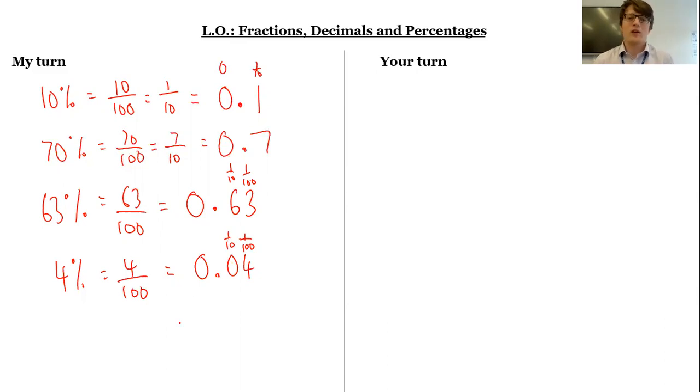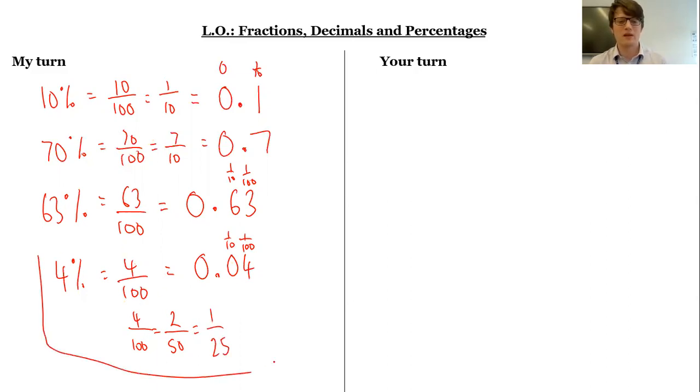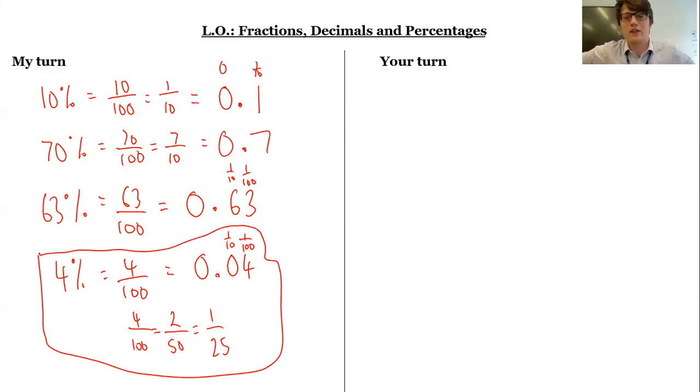I could also simplify fractions further. So for instance, 4 hundredths, well, I can see they're both in the 2 times tables. So I could have divided top and bottom by 2, which gives me 2 fiftieths, still in the 2 times table, divide by 2 again, gives me 1 25th. Now all of these things here, they're written differently, but they all have the same value. And that's really important, again, in maths, just to remember that we can switch between these different forms. And we're going to see why that's useful in a moment.